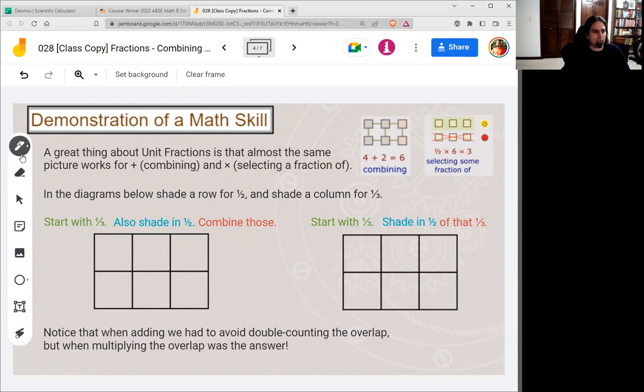So I will narrate this for you. You don't have to do anything. I'm going to start with a third. Everyone happy that my green is a third? And I'm also going to shade in a half. So here I go. I want to do the top piece, right? So I'm going to start shading it in.